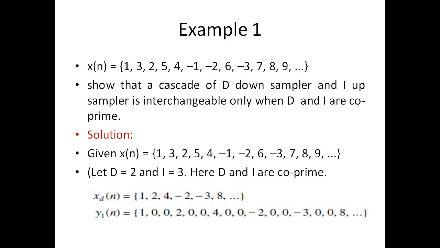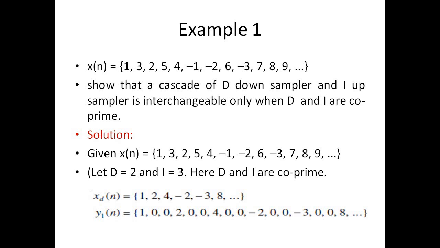So the given signal x(n) will be taken. What is x(n)? The given input signal is to be sampled at an interval of 2. Only those samples will be picked up from the given x(n), whereas all the other samples will be removed. So we know the concept of downsampling.